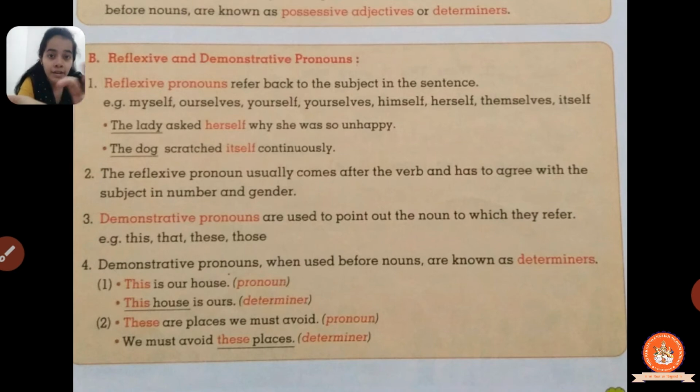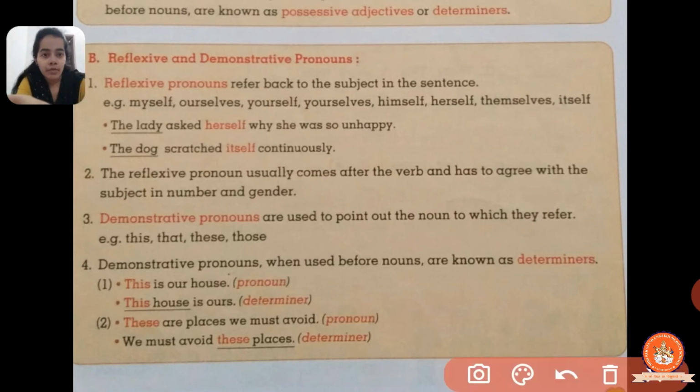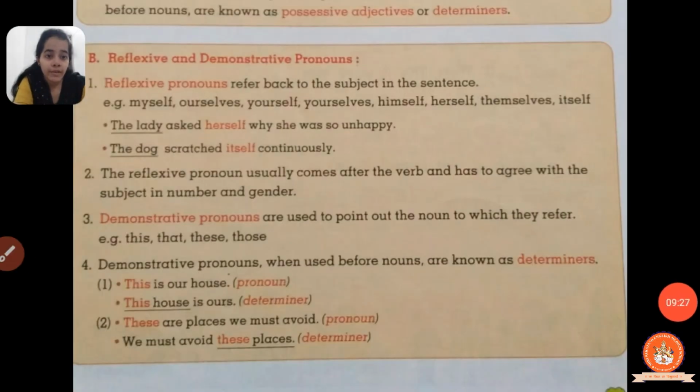And if we are saying this is our house, then that sentence is said to use the pronoun. All right, then: these are places we must avoid is a pronoun use, and we must avoid these places. Places is a noun. So what we are doing over here is using this before the noun places, so this is said to be the determiner. So we must avoid these places. This is the demonstrative pronoun, and places is used after the demonstrative pronoun, so this is said to be the determiner.